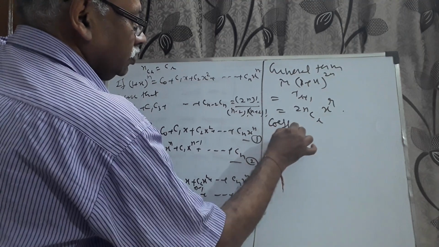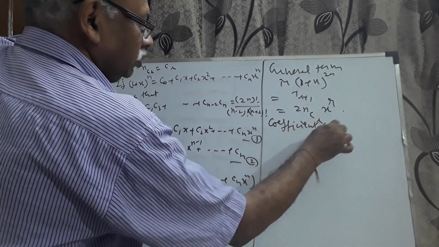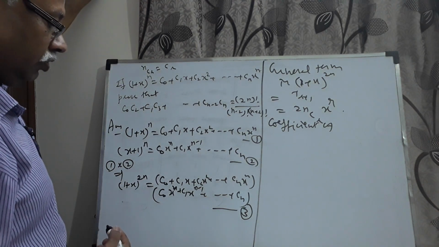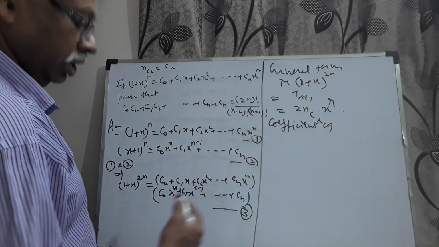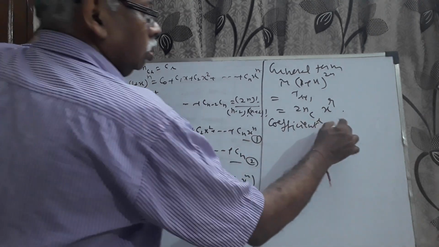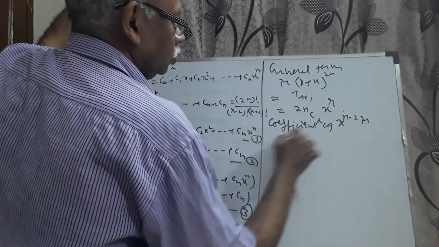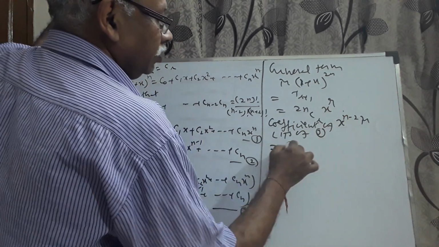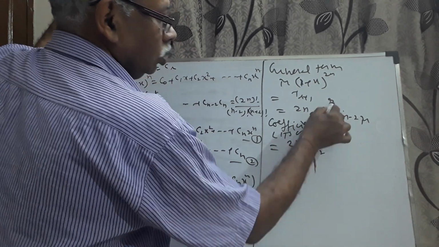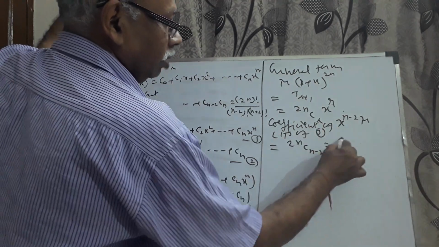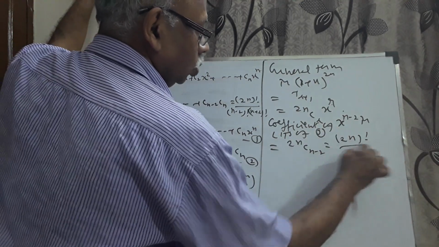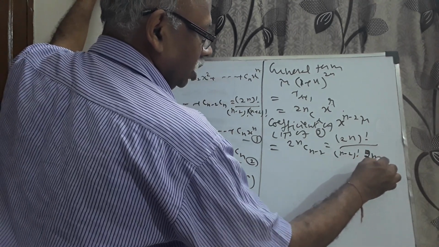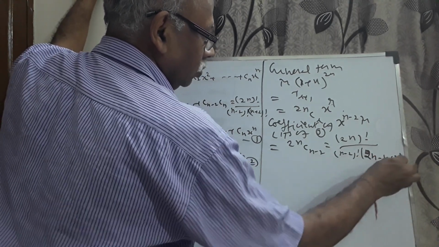Therefore, here you just see the coefficient of x^(n-2). I have to think about the coefficient of x^(n-2) in the LHS of 3. X^(n-2) means it is 2n C (n-2). The power is n-2, therefore 2n C (n-2) can be written as 2n factorial by (n-2) factorial into (2n - n + 2) factorial.